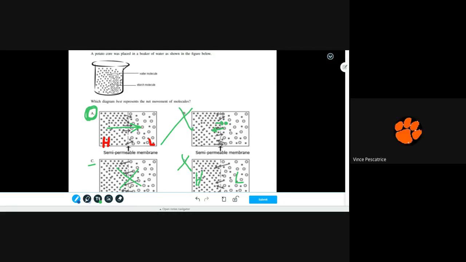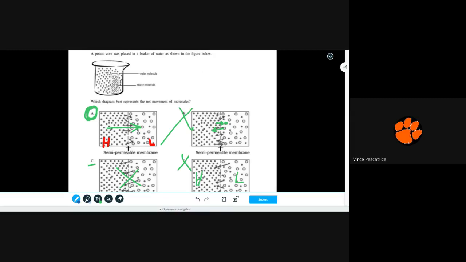Okay, round two. So question A was the first one of your warm-up. In here you have a large starch molecule. That's what potatoes are made out of. They're very starchy. And then you have water molecules. So this is osmosis, where water diffuses across the membrane. So you're looking for the high concentration going to the low concentration.